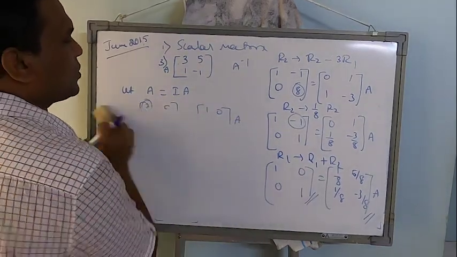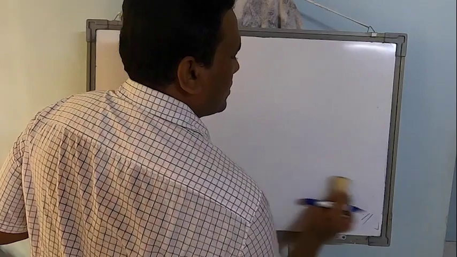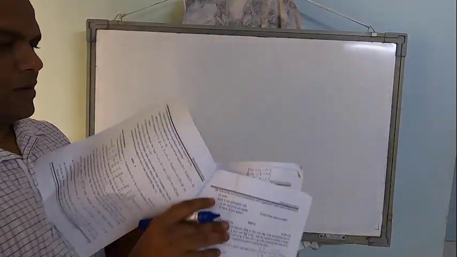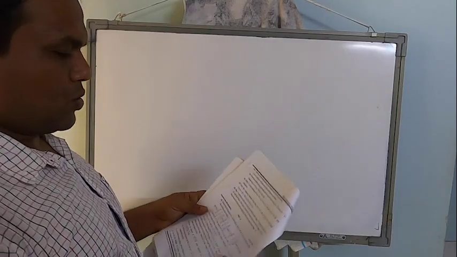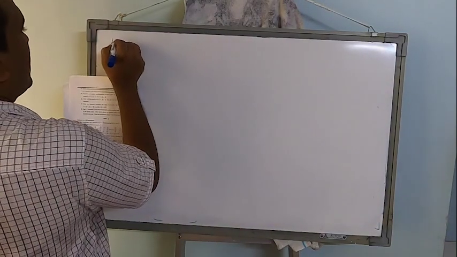Okay, so that's about the 3 marker. So let's see what is in the 5 mark. In 5 mark they have given a problem.